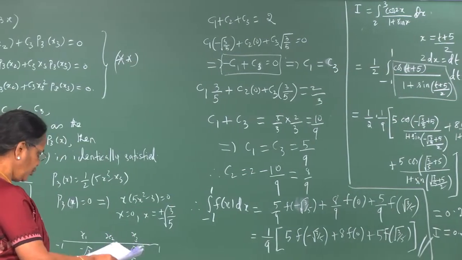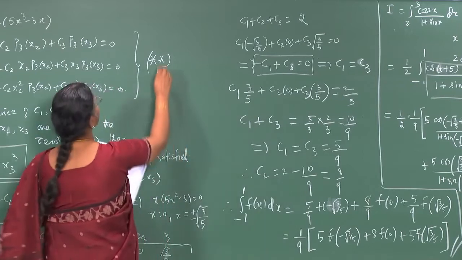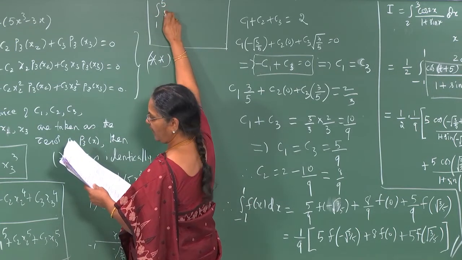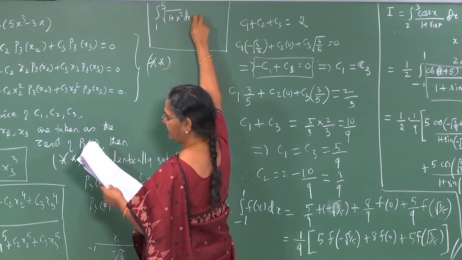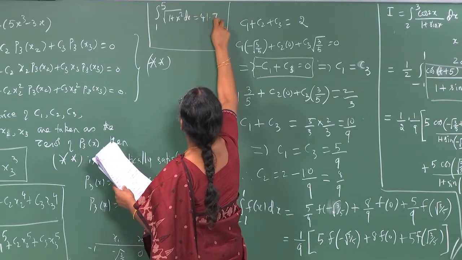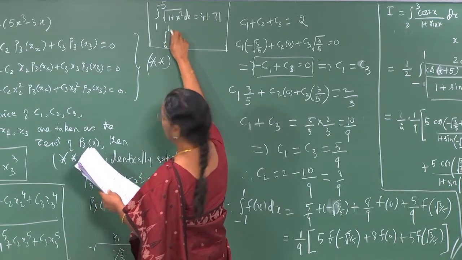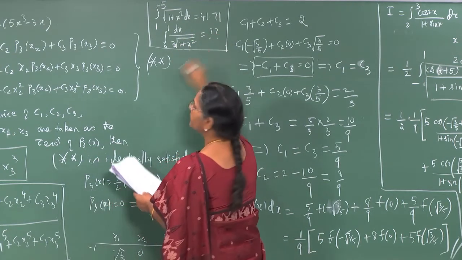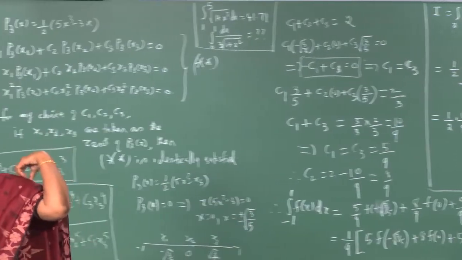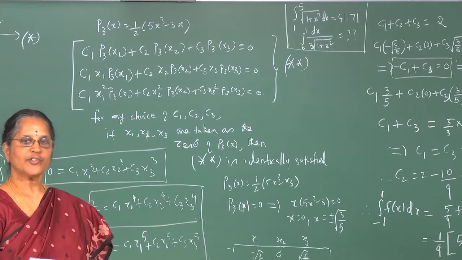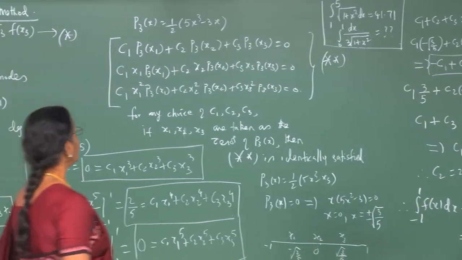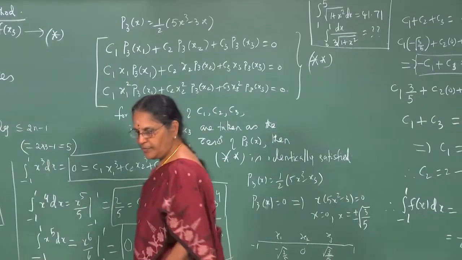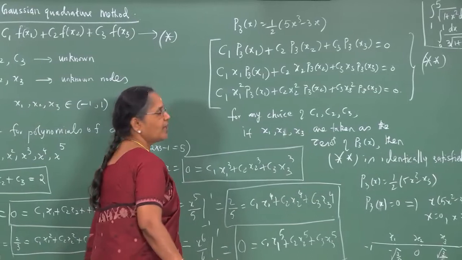So, please use this technique of 3-point Gaussian integration method and solve the following. Show that integral 1 to 5 root of 1 plus x square dx is equal to 41.71. Evaluate integral 0 to 1 dx by cube root of 1 plus x square. Evaluate using Gaussian 3-point formula. And then you also take the following as a homework and try it out. Derive 5-point Gaussian quadrature formula. So, that completes our discussion on Gaussian quadrature methods.